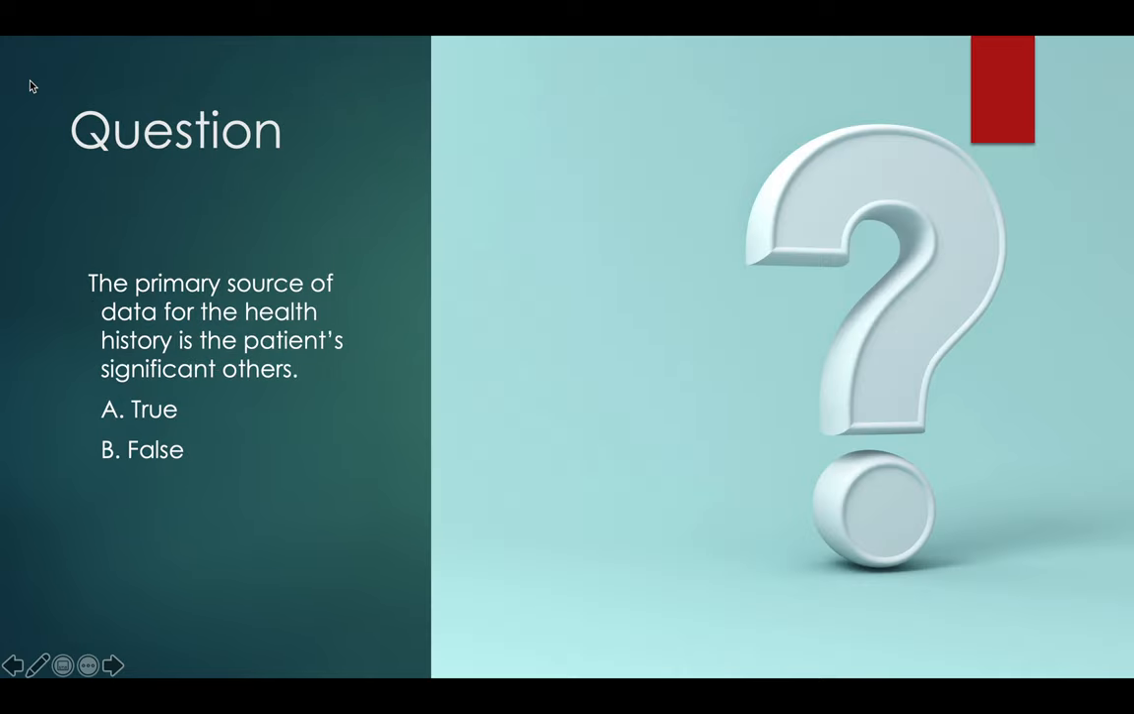Here's a question for you. The primary source of data for the health history is the patient's significant others. True or false? You're right, it's false. The primary source of data for the health history is the patient, anytime that can be. So if they can talk, then they should be the ones giving you the information.